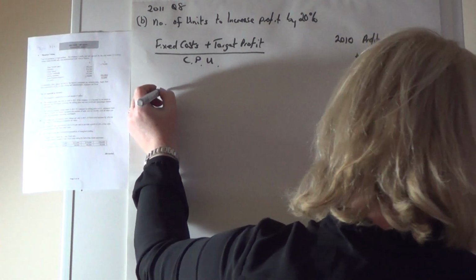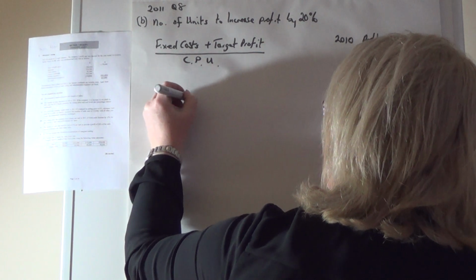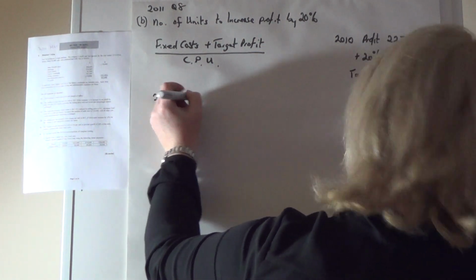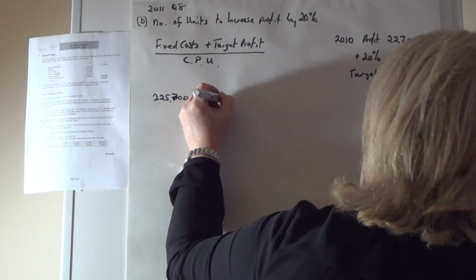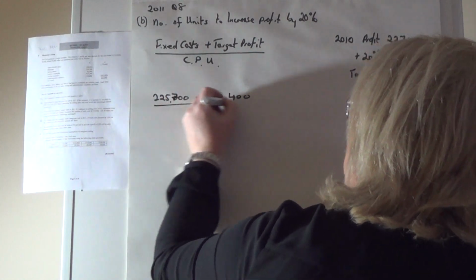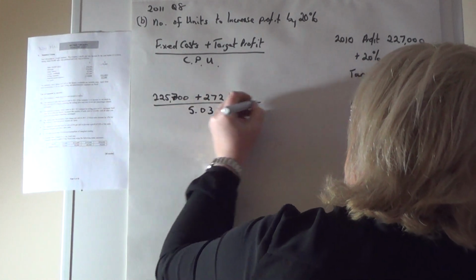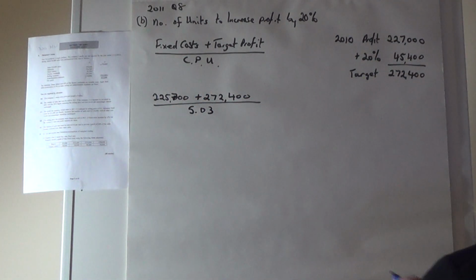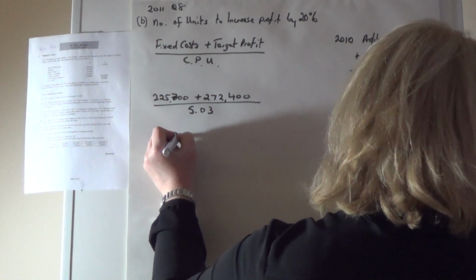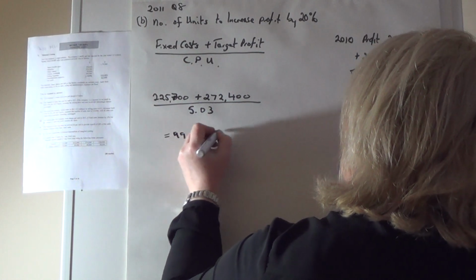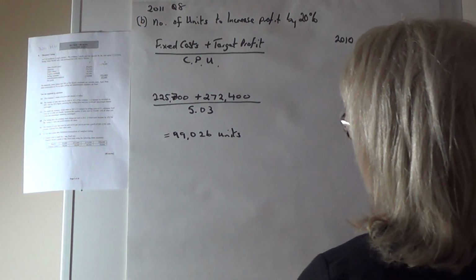So now we can fill in our formula, our fixed costs that we had in part A, 225,700 I should say, plus our target profit of 272,400 over the contribution per unit, and we had calculated that at 5.03. So if we run that figure, it tells us then that we must produce 99,026 units to increase our profit by 20%.